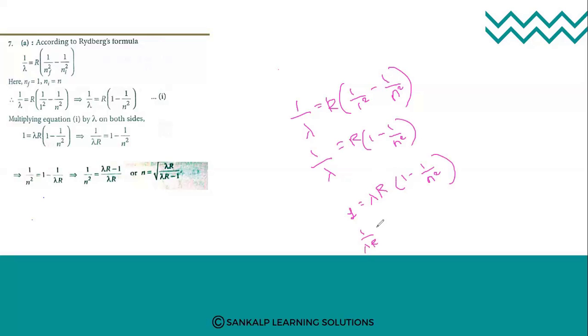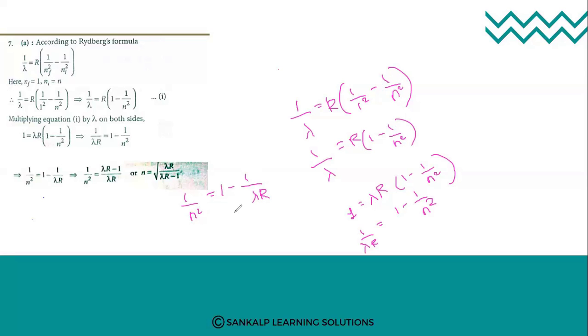It will be 1 divided by lambda into R, 1 by lambda into R, which is equal to 1 minus 1 by n square. So we just want the value of the n. So what can we do? Now we can shift this one. So 1 by n square we can transfer, which will be equal to 1 minus 1 upon lambda into R. Okay, so we require only the n value.